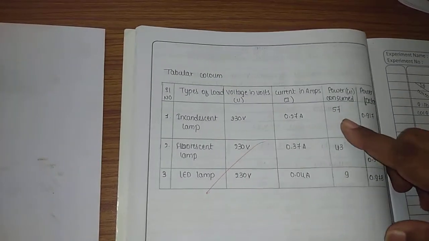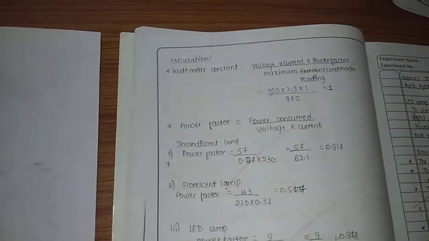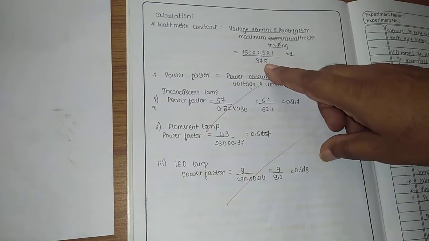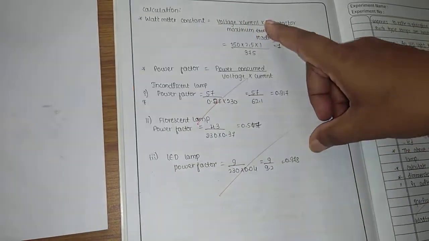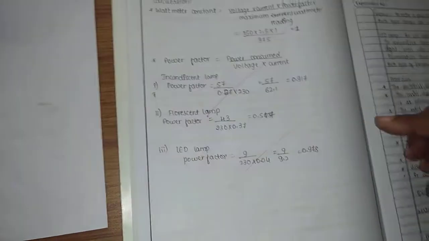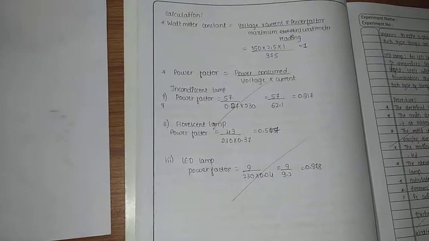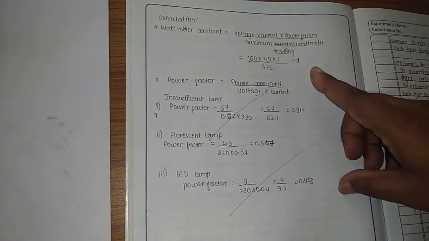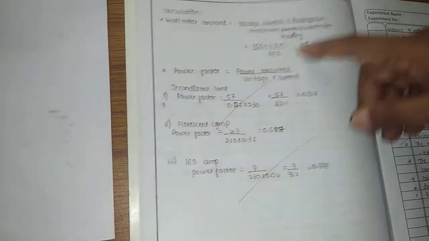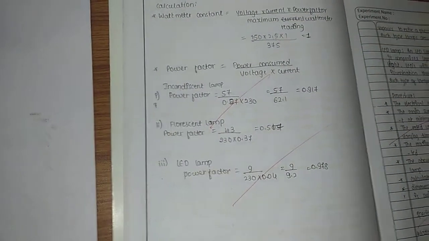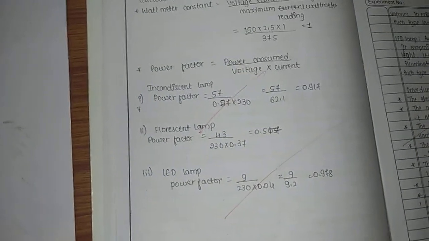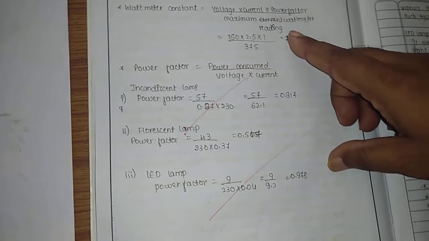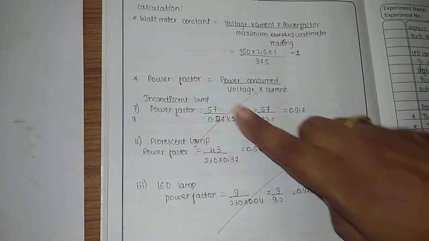By using this relation, we have one calculation. First you calculate the wattmeter constant: voltage range times current range times power factor, divided by 375, the total maximum deflection of the wattmeter reading. We are going to get 1. It depends upon the type of wattmeter used in the circuit.